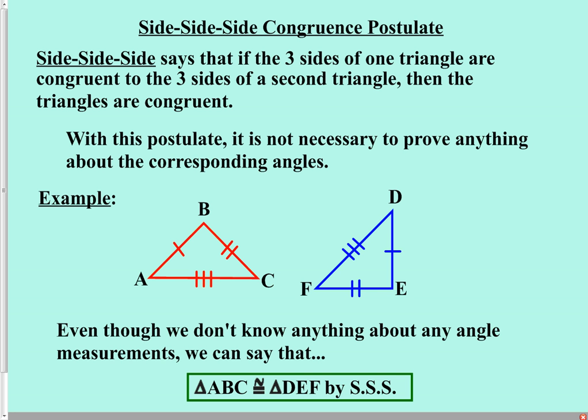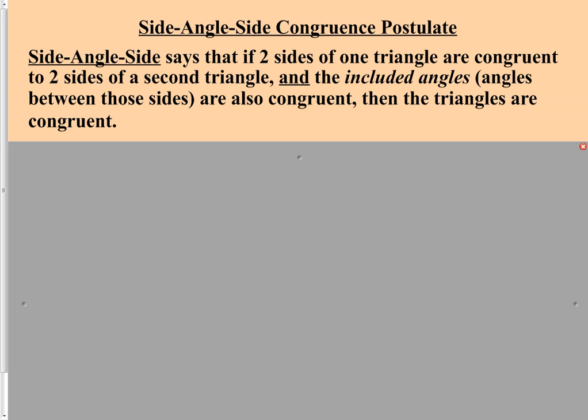Now, we also have another postulate that we're looking at today, which deals largely with the sides, and that one is the side angle side congruence postulate. Now, very similarly, it says side angle side says if two sides of one triangle are congruent to two sides of a second triangle, and the included angles are also congruent, then the triangles are congruent.